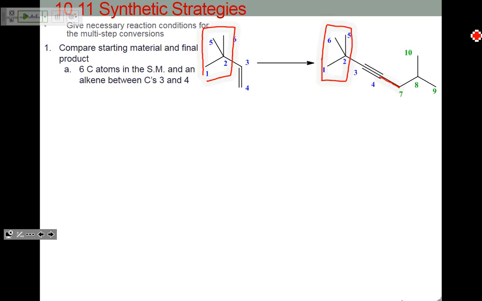Otherwise, later on, we're going to learn other ways. But basically, to form a new carbon-carbon bond, we need a nucleophile, that's our carbon, so a carbon with a negative charge, that can act as a nucleophile and attack in an SN2 reaction. So the only way we've learned to do that so far is to form a triple bond and deprotonate it.